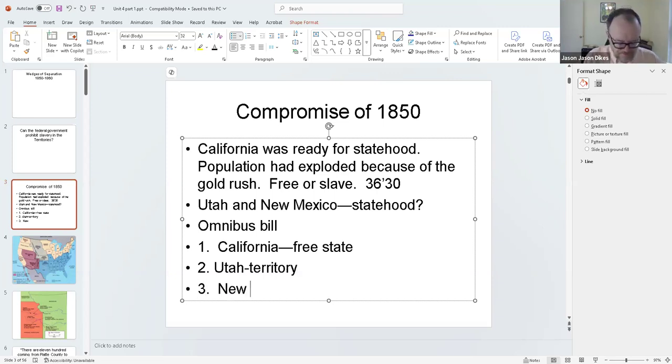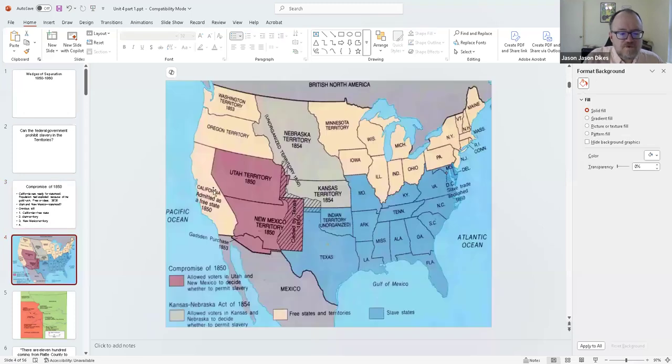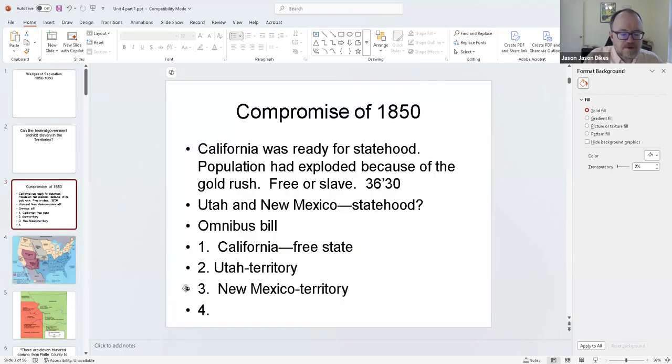New Mexico, also left as a territory and will not actually become a state until 1912. So California, the Utah territory, taking up what is now Nevada and Utah, and the New Mexico territory here.